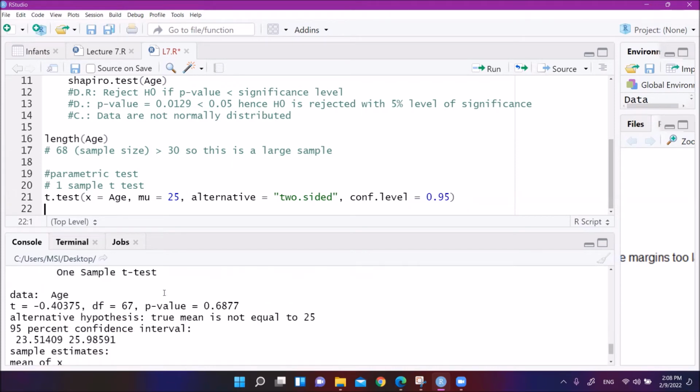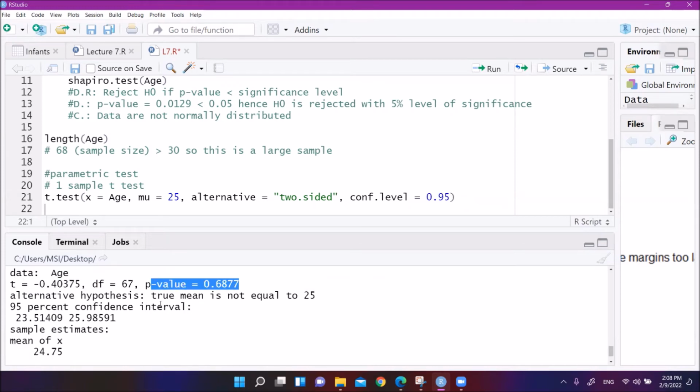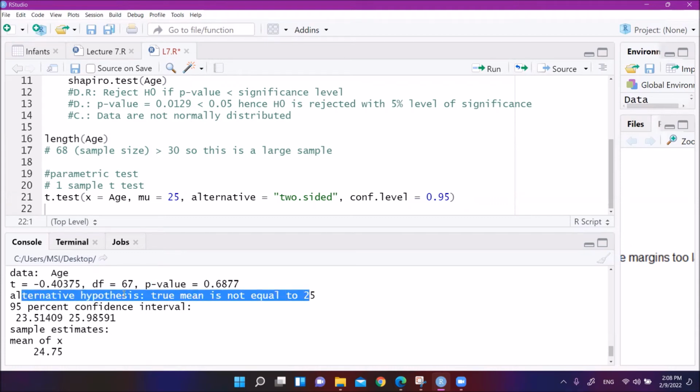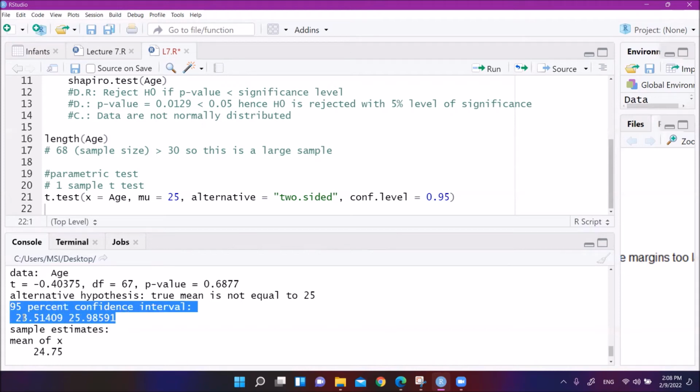The output gives the test statistic value, degrees of freedom, and p-value, right? And it specifies the alternative hypothesis. See, the true mean, that means the population mean, is not equal to 25. So that is our H1. Just because we give 95% here, it gives the confidence interval for the mean age. This is the lower limit and this is the upper limit. So these are additional information.